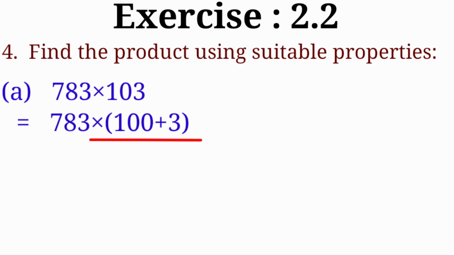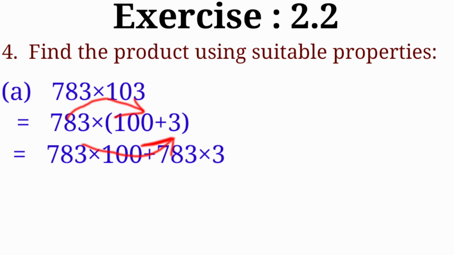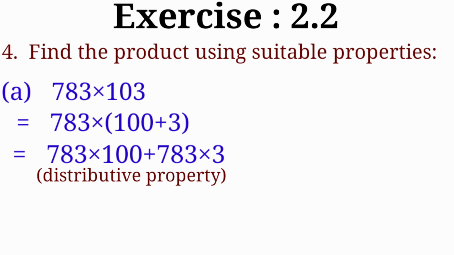Now exactly which property is it, which we already did in question number 3? Yes, in that question we did this in the bracket form to the expanded form, but in this question we'll do the vice versa. Yes, by using the distributive property, 783 outside the bracket will multiply with both the terms inside. So 783 into 100, there is a plus, and 783 into 3.